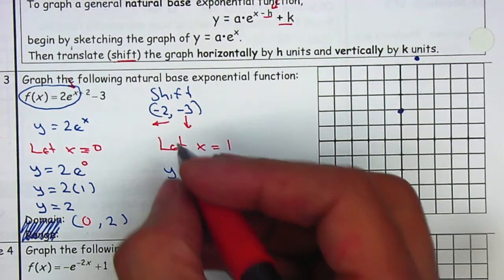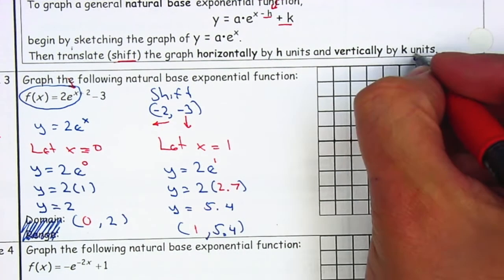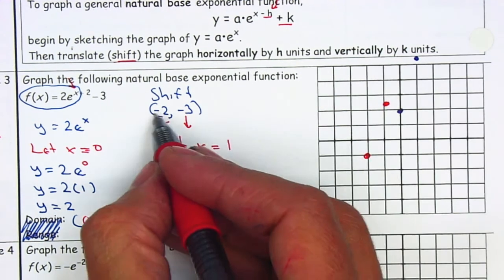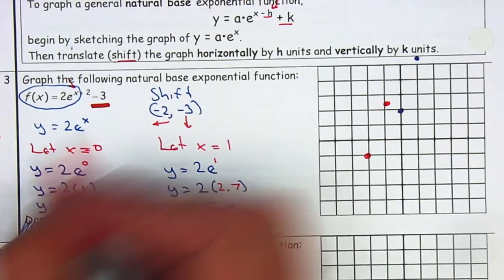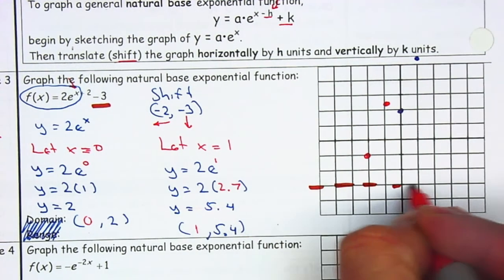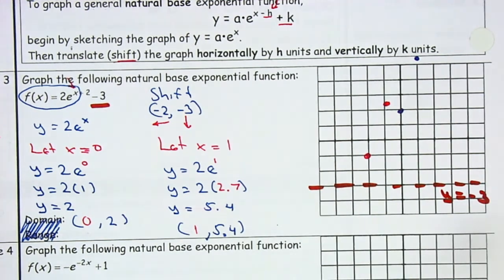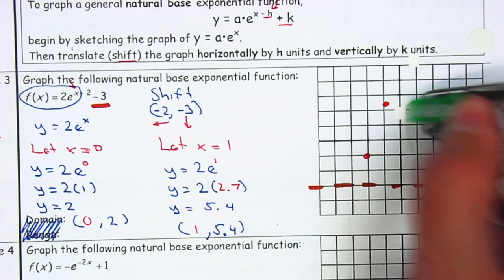We have to shift each of the points. I'm going to shift it to the left 2 and down 3. To the left 2 and down 3. Left 2, down 3. Remember that your asymptote will always match your k value. Your -3 in this case. That is y is equal to -3. And then erase your previous points. You no longer need these points. Those were just a base to graph.